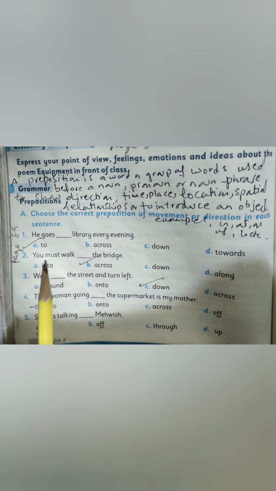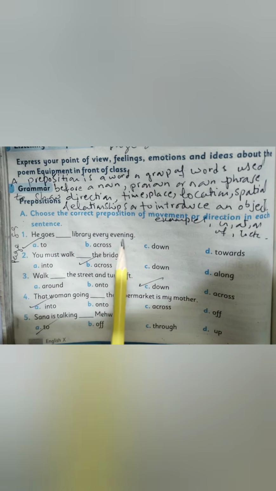Students, again take out your pencils and mark the correct options. Choose the correct preposition of movement or direction in each sentence. Number 1, he goes dash library every evening. Option A, to. He goes to library every evening. Number 2, you must walk dash the bridge. Option B, across. You must walk across the bridge.